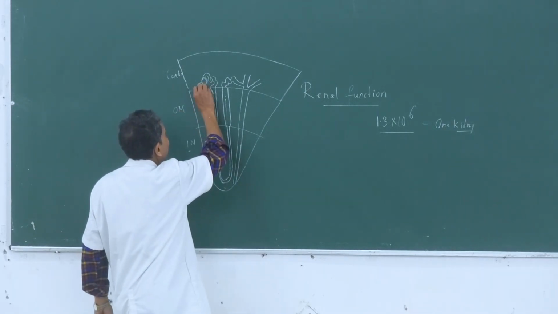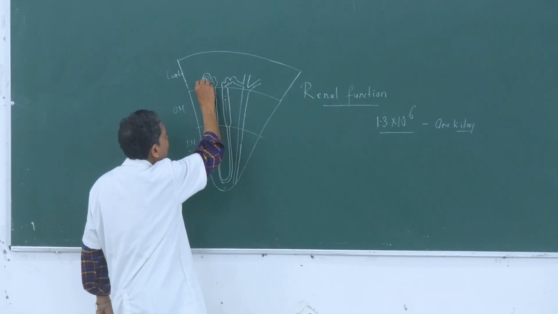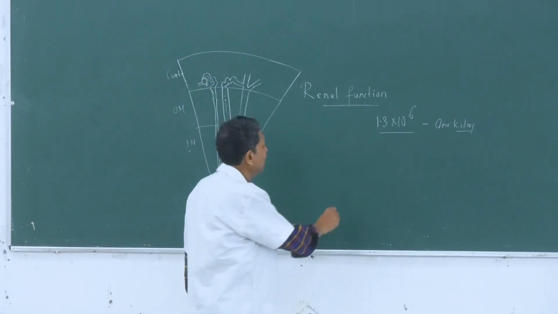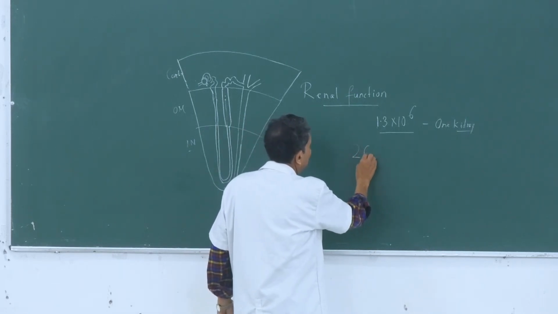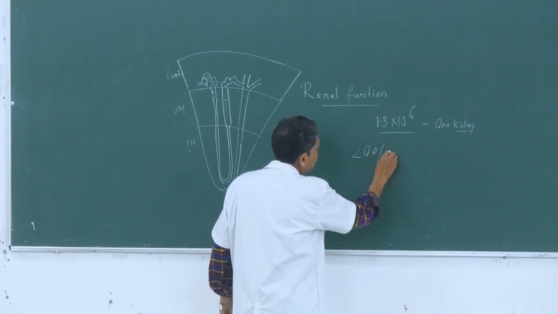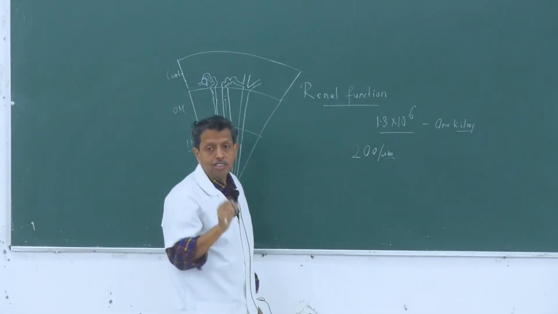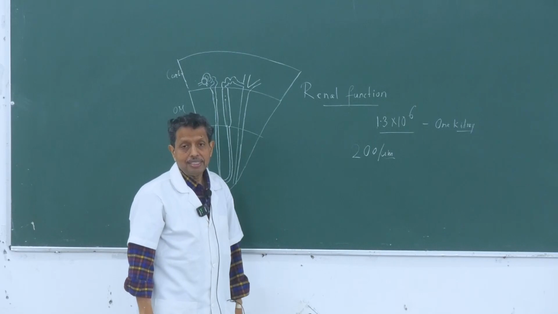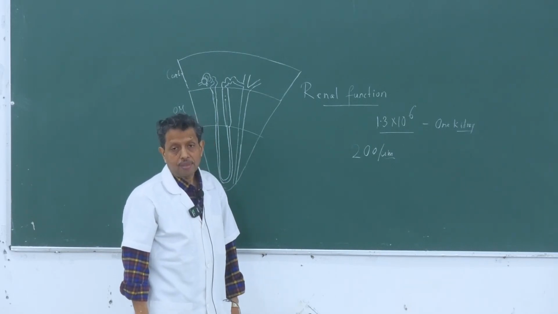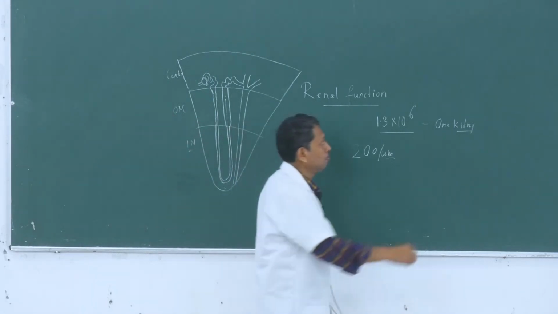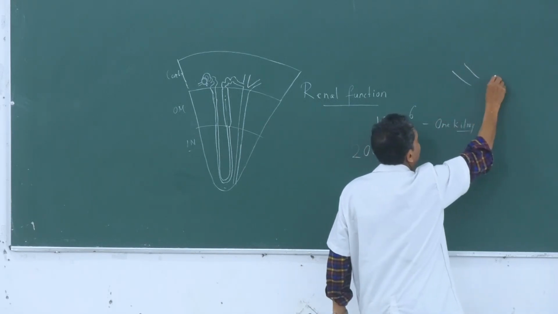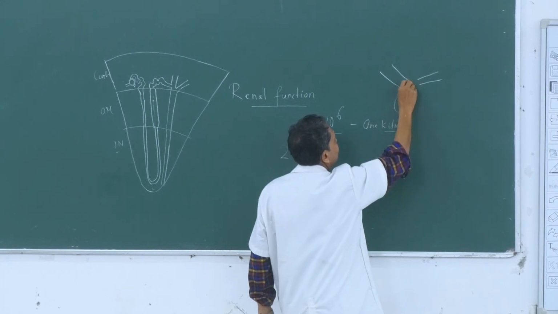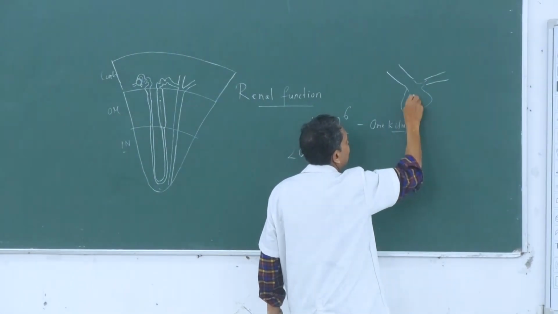Where the blood vessel enters is called the vascular pole of the glomerulus. The average glomerulus is 200 micrometers in diameter, slightly larger in the case of the juxtaglomerular apparatus. Whatever may be, roughly this diameter. At the vascular pole there is the afferent arteriole and a slightly smaller efferent arteriole, and then they form these capillaries.